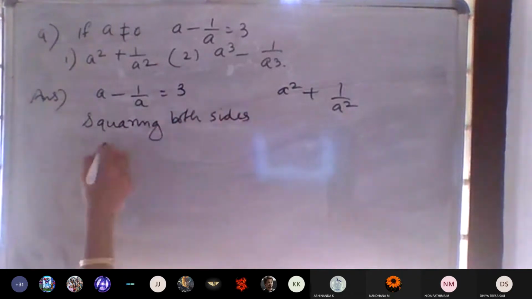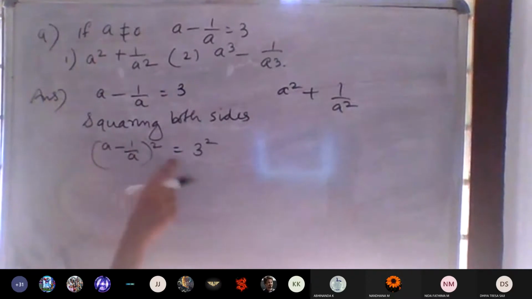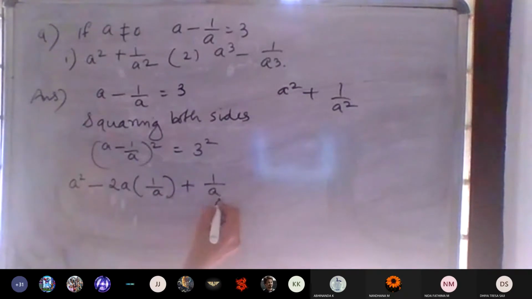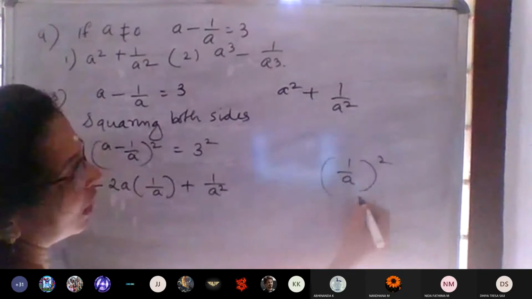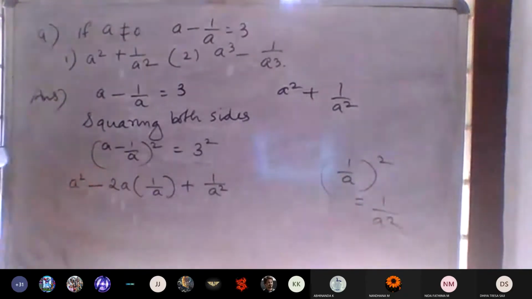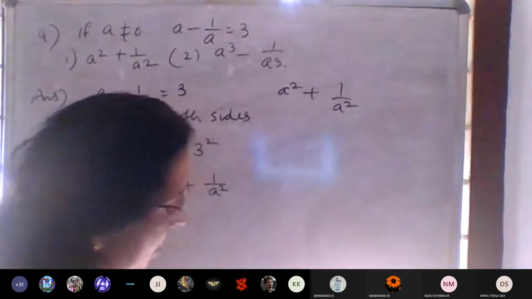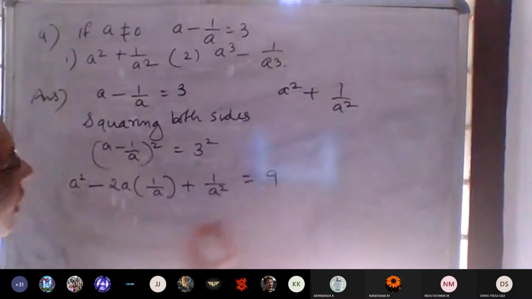Both sides: a minus 1 by a, the whole square, is equal to 3 square. A minus b whole square form: a square minus 2ab, so 2a into 1 by a, plus b square, meaning 1 by a the whole square, which we can write as 1 by a square. 1 square is 1 itself. So directly, avoid one step and write 1 square by a square, that is 1 by a square. No need of lengthy steps. Is equal to 3 square, 9.